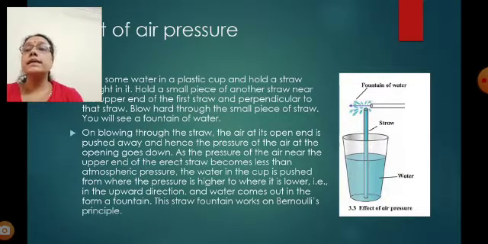What is the reason, children? On blowing through the straw, the air at its open end is pushed away and hence the pressure of the air at the opening goes down. As the pressure of the air near the upper end of the erect straw becomes less than atmospheric pressure, the water in the cup is pushed from where the pressure is higher to where it is lower. That is in the upward direction, and water comes out in the form of a fountain.